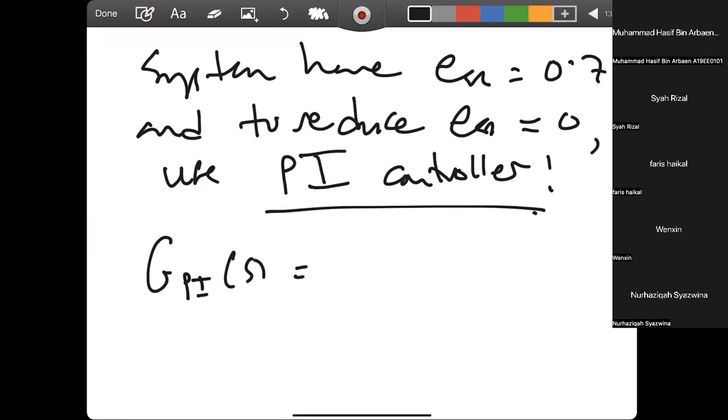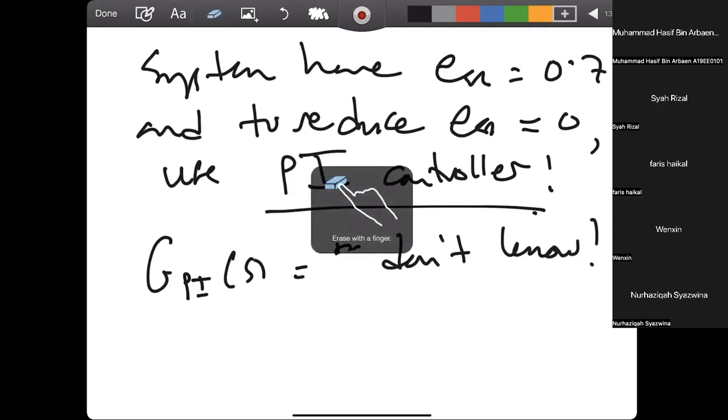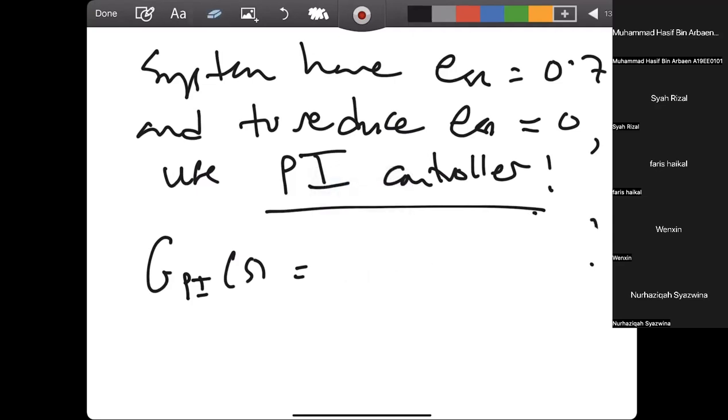Suggest a PI controller. Suggest lah. It's easy. Don't know. Don't know is not a controller. Astaghfirullah. Suggest a PI controller. Not sure.